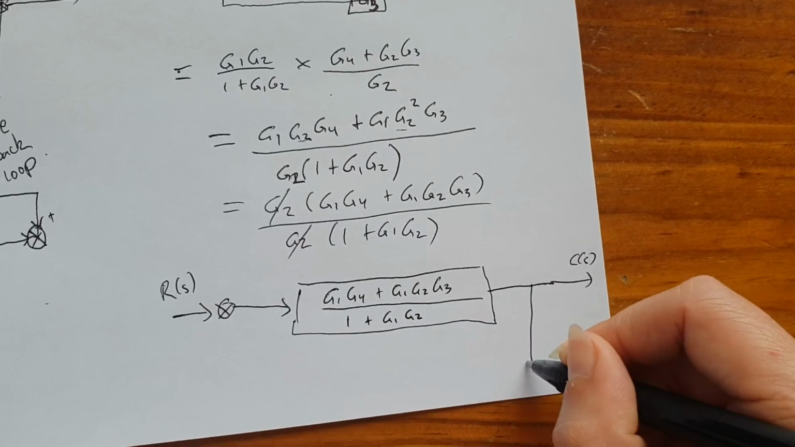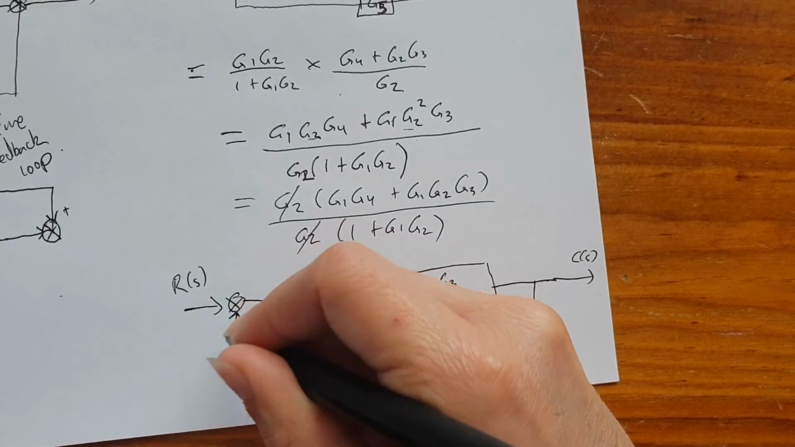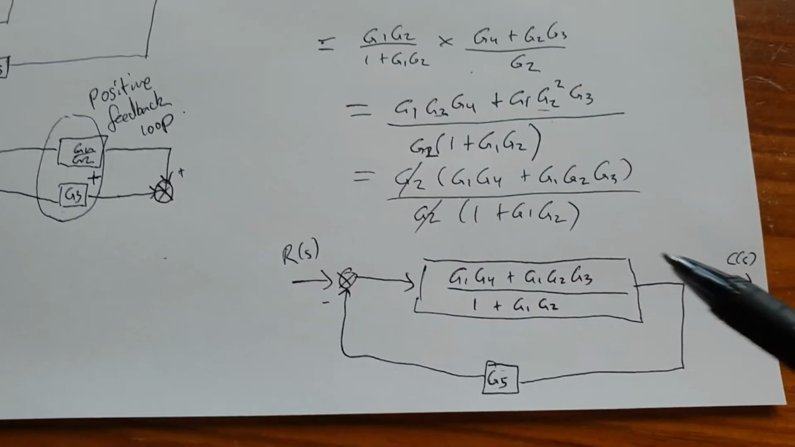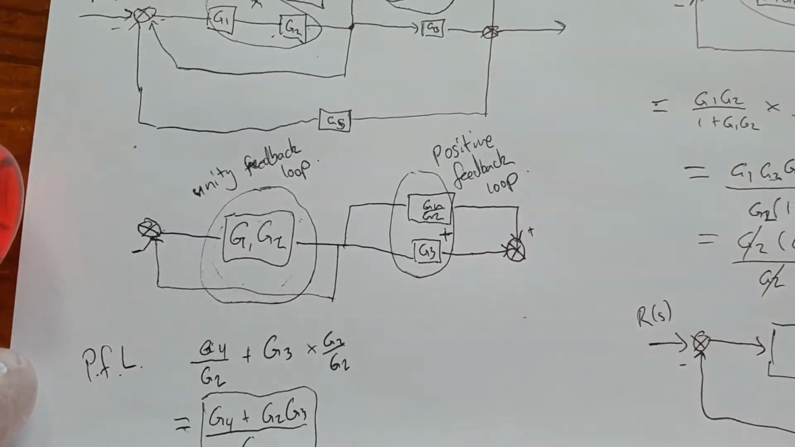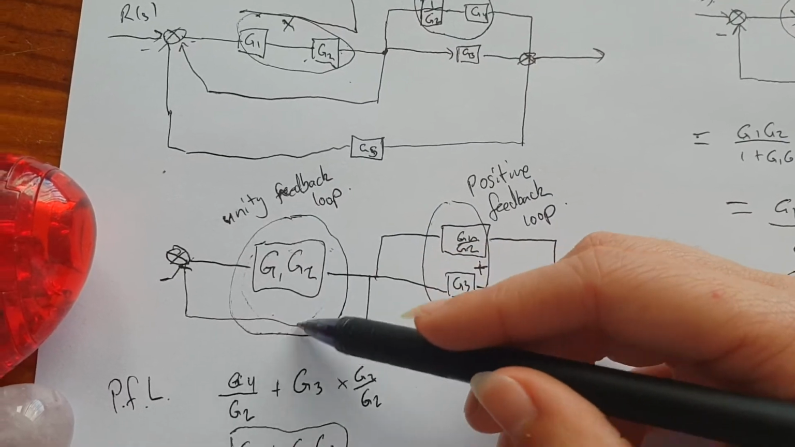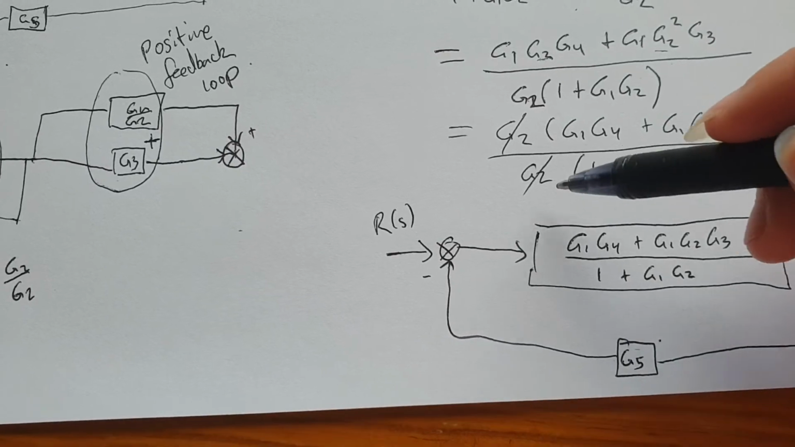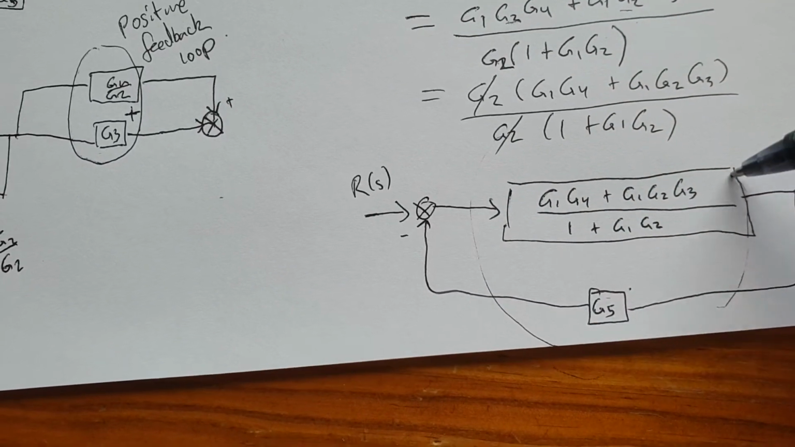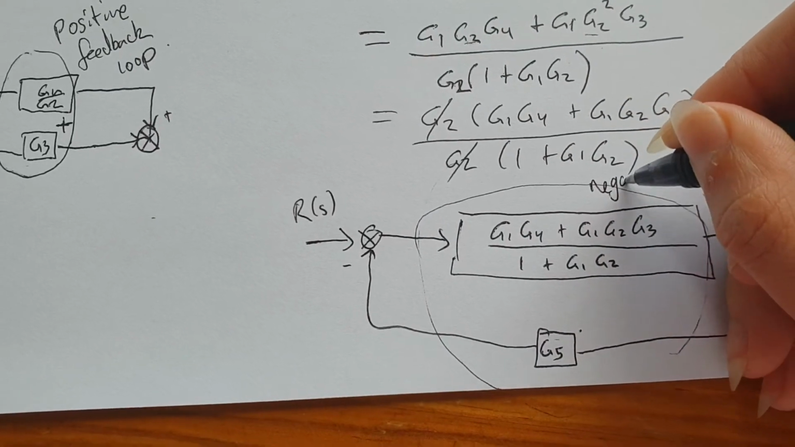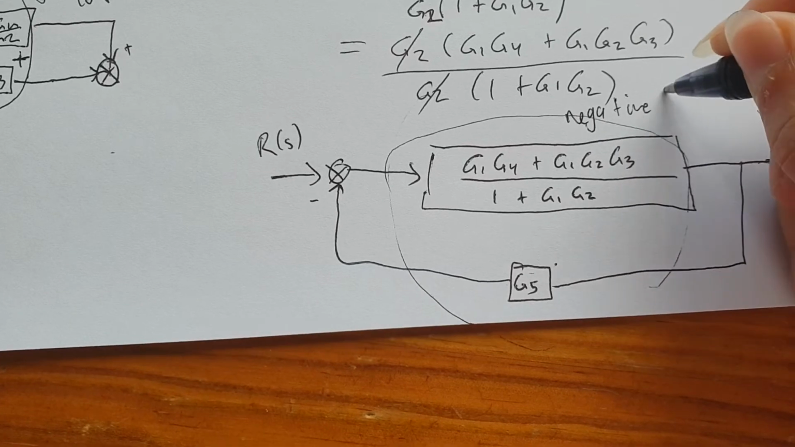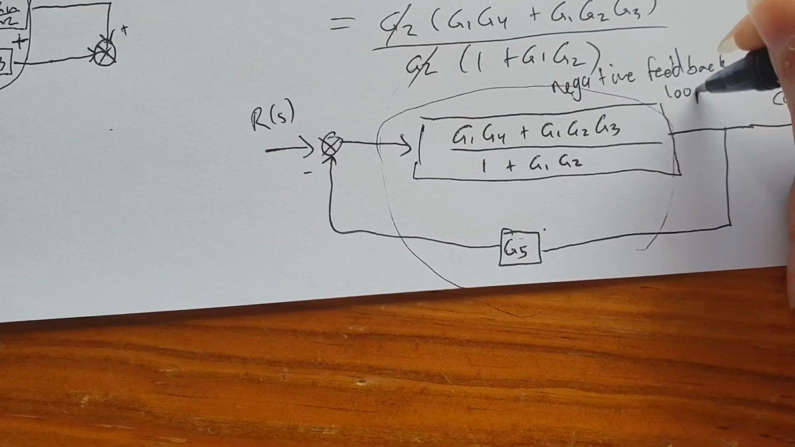See this? G5 is negative. So now we can see it again. You might guess that we have to use our unity feedback loop. Well, it is like our unity feedback loop, except now that we have a function here, so it is just a negative feedback loop.